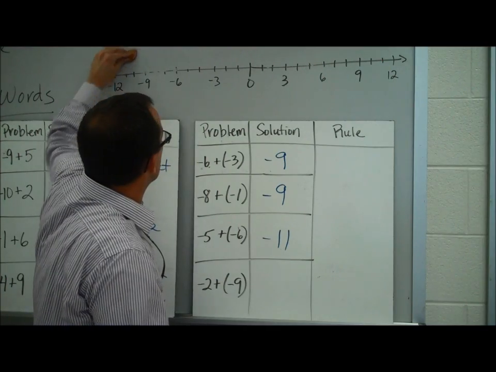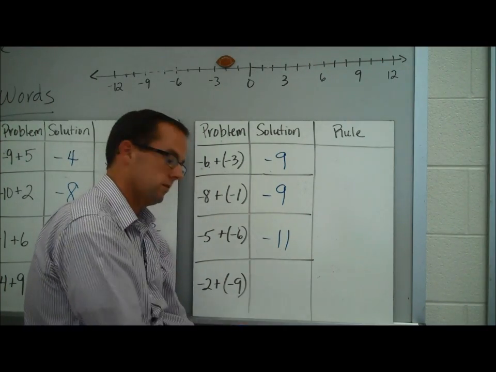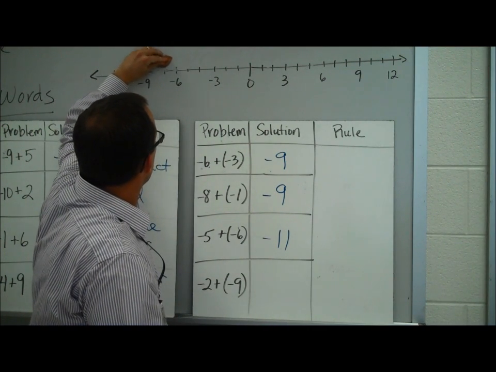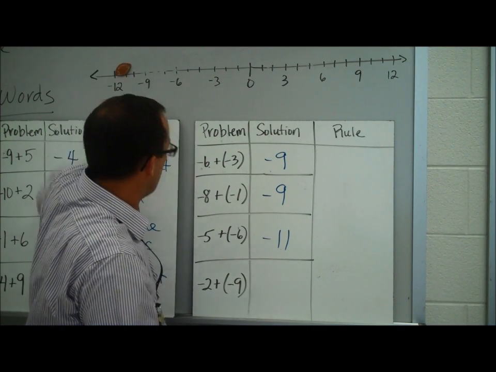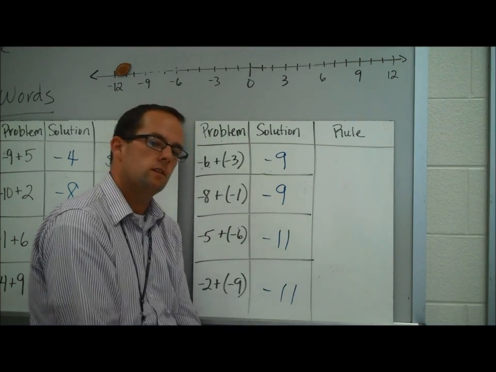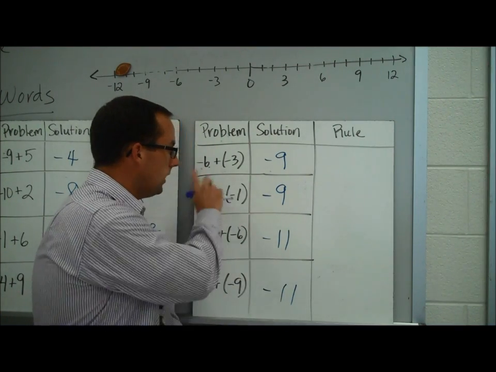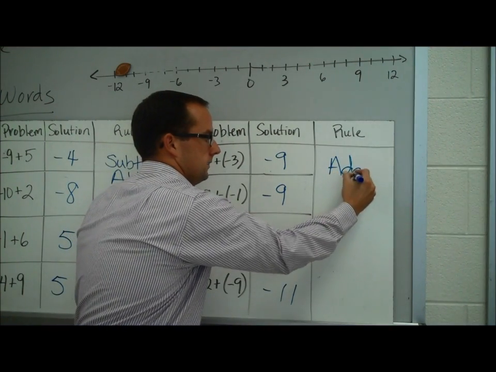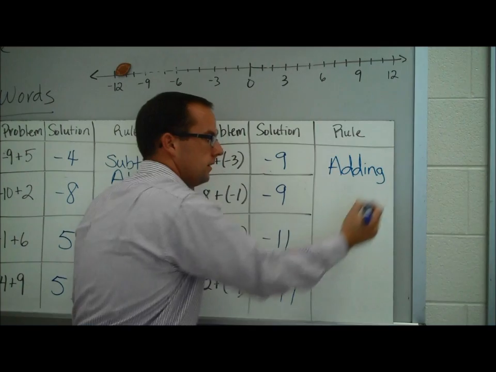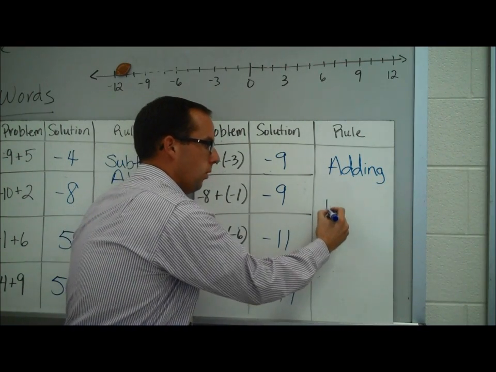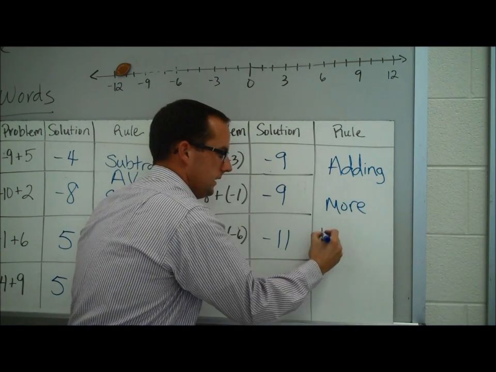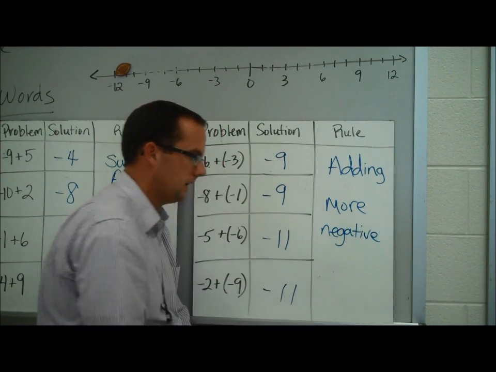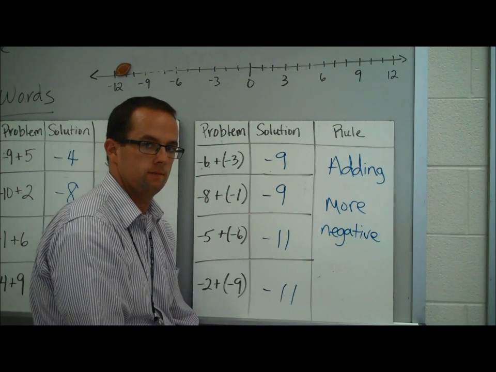And then negative 2 is here. And I'm going to go to the left 9 spaces. 1, 2, 3, 4, 5, 6, 7, 8, 9. Negative 11. What pattern do you notice? Well, guess what? Now we're adding them again. So we're adding the numbers together, but they are becoming more negative. Okay? So a negative plus a negative gives you more negative.